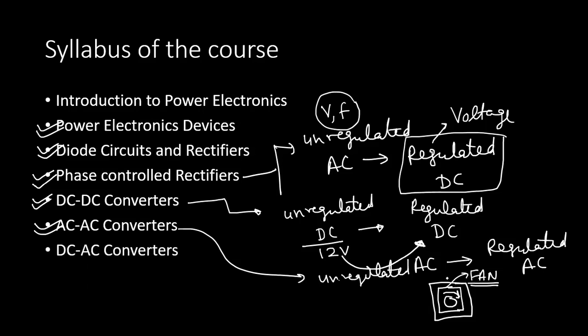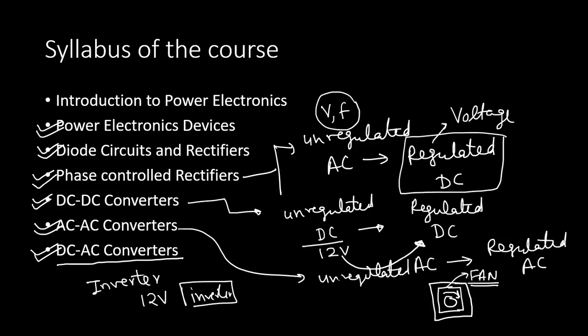And at last we'll see DC to AC conversion. You can also see this particular type of converter in your home, like in the form of inverter, where you have a battery of 12 volt, you have an inverter in between, and you are getting 220 volt AC at 50 hertz. So this is the overview of what we are going to learn in this course.